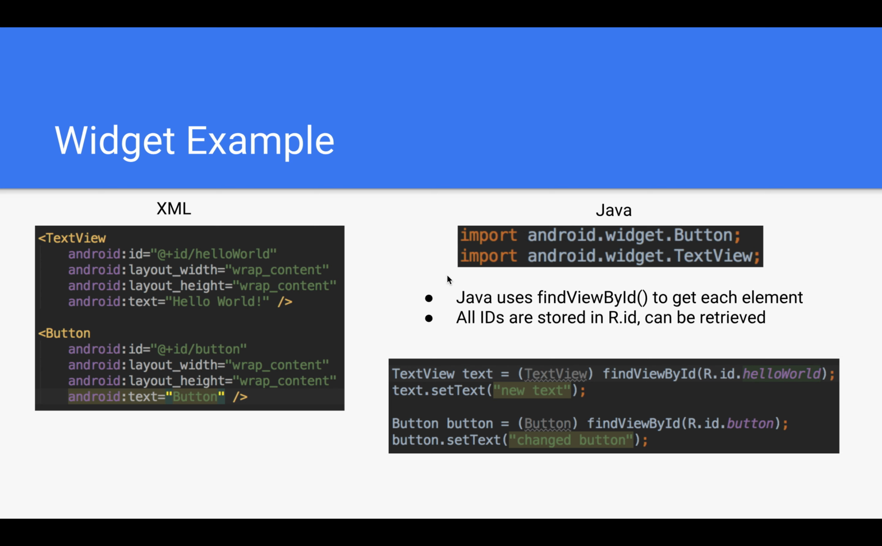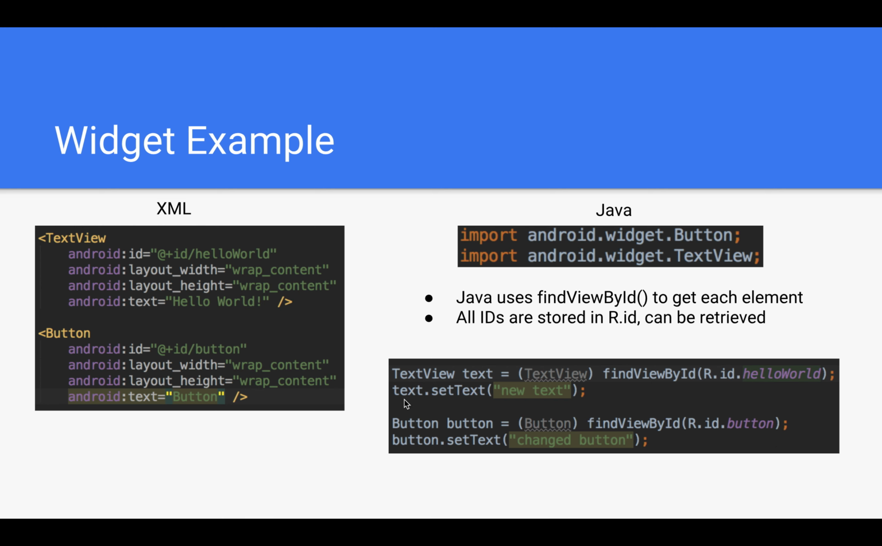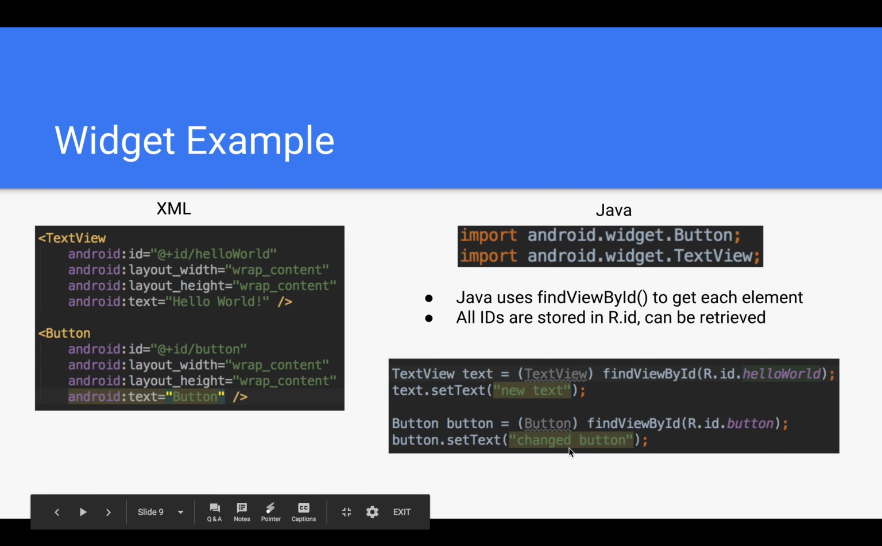In Java, we would import these from the android.widget package. Java will use a method called findViewById to get each element, and then it will do this very specific syntax that's very important, R.id. and then the ID of the particular component or widget. And then we can modify behavior, for example, setting the text. So these would be the new text on the button and the text view.